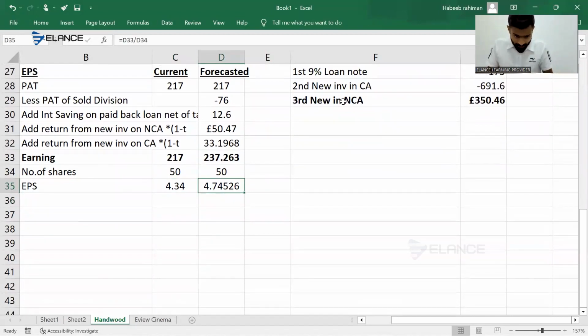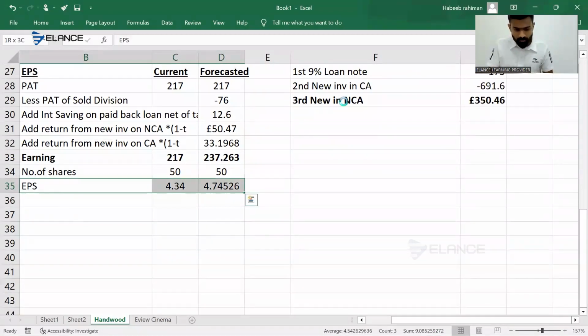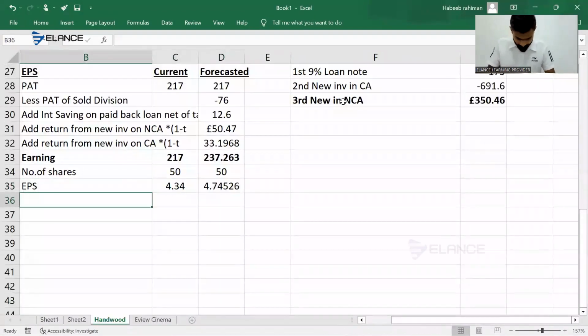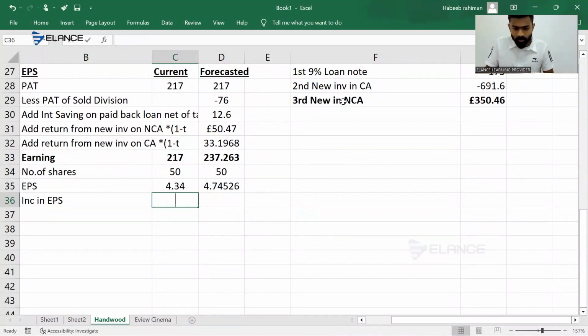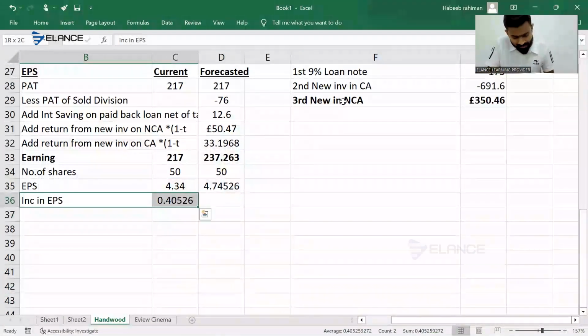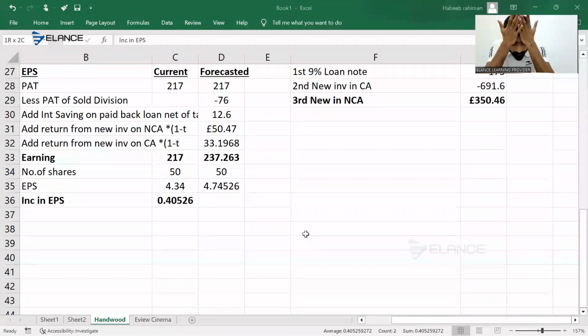So the EPS is going to increase. 4.74 minus 4.34. This is the increase in EPS if we sell off the unit. This is what we are supposed to calculate, impact on EPS. Impact on EPS after sell off, the EPS will increase. Did you get it? Could you please confirm? Yes, sir.